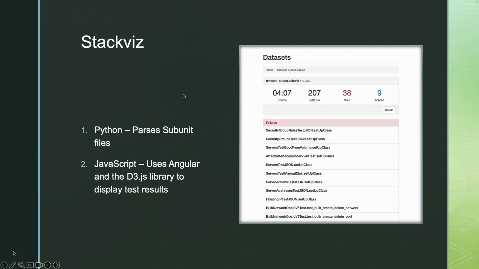So StackViz is kind of 2 main parts. There's a Python script that actually parses the subunit files that Tempest spits out, and then there's a JavaScript front end using Angular and D3 to provide you this little example you see here, right? And the D3 library is a nice little graphing tool that allows you to create some really cool graphs that we'll look at in just a second.